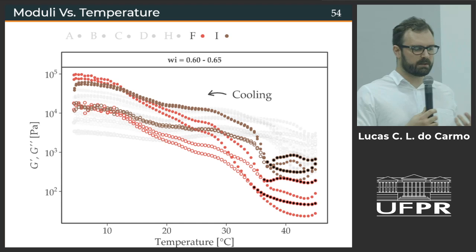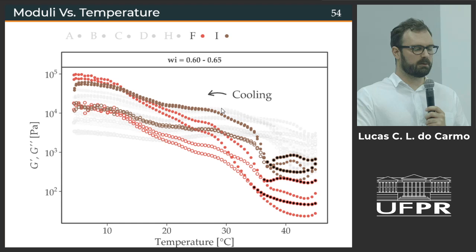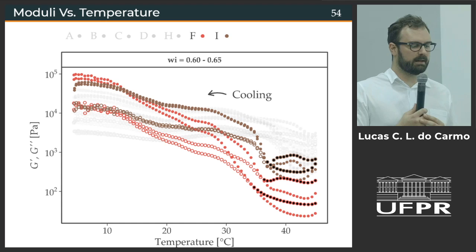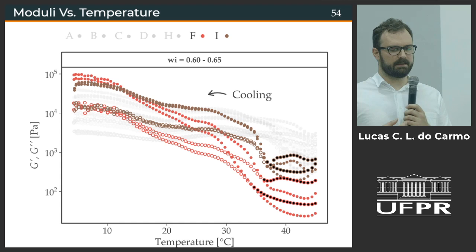And we see that there's also a hysteresis effect on formula F, and a little bit smaller in formula I. However, the dependency of these formulas on temperature is much higher, which could indicate that these formulations are less stable than the previous ones. And also, we see that at a lower temperature, roughly 34 to 35 degrees, the moduli cross over, which can indicate that they are more sensitive to temperature and less stable to temperature.